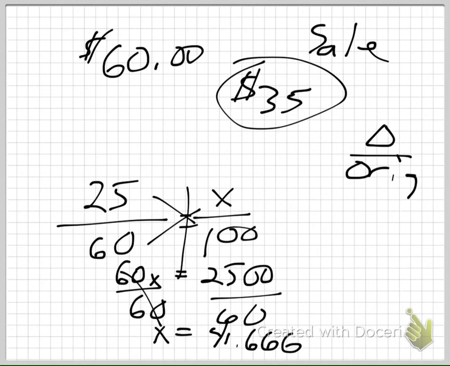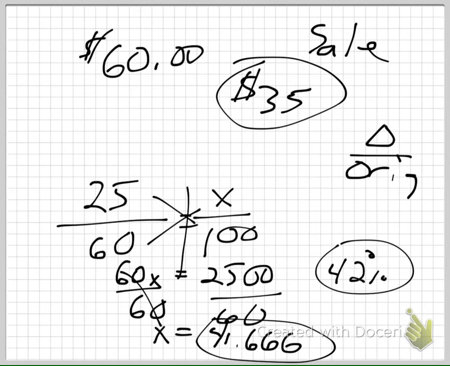41.6666. So if I say what percent did it change, and I want you to round to the nearest whole percent, what percent did it change? 42%. And it would be a 42% discount. Today they were giving 42% off. Does that make sense?